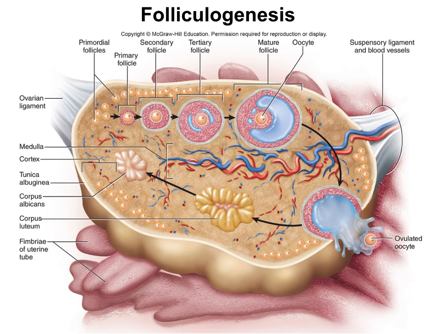Now, if pregnancy does not occur, the corpus luteum will degenerate at the end of your cycle into a structure called the corpus albicans, which has no function. And eventually the corpus albicans will be broken down completely.